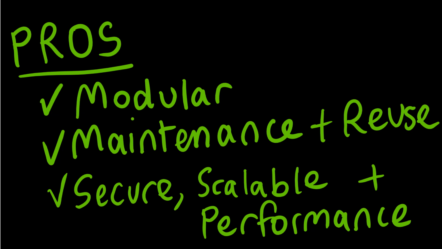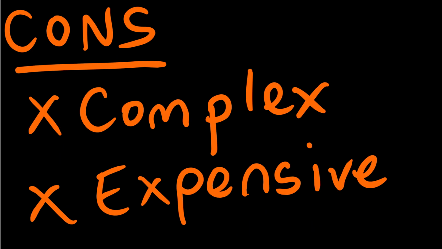Deployment of each module is on an independent server, meaning the service does not have a single point of failure and is more secure, scalable, and has better performance. The main con of n-tiered architecture is that it is complex and expensive, as you have to deploy multiple programs running on multiple machines, which is much more complex than running a single program on a single machine.